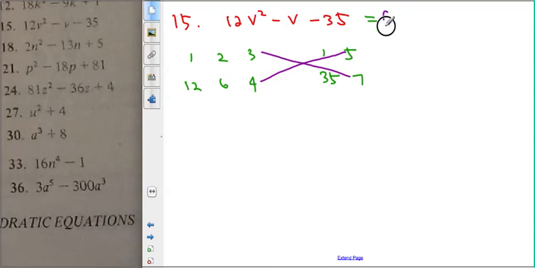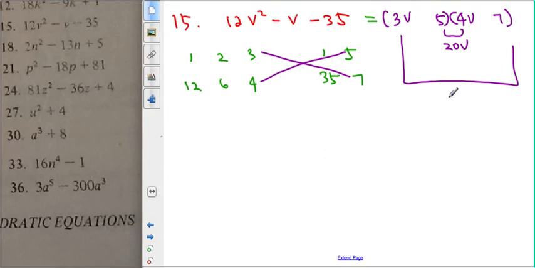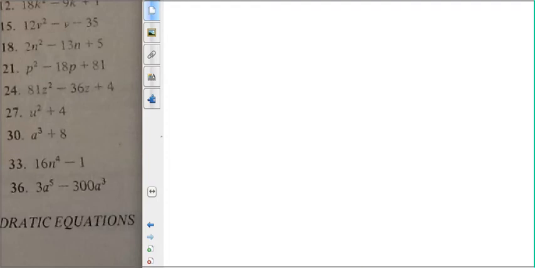In other words, you could have 3v multiplied to 7, and then 4v multiplying to 5. Then this becomes 20v, and that becomes 21v. But to get negative 1, that means this one has to be negative. So negative 7 and then positive 5. That becomes our answer. All right, number 16.